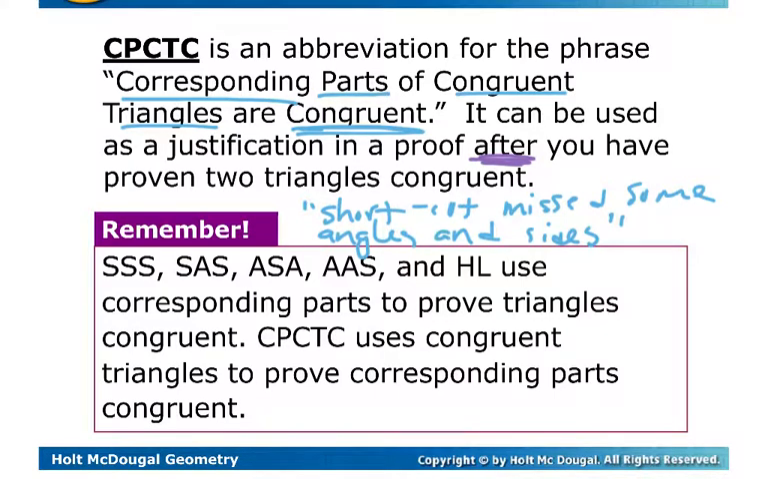So the problem is that people will start to say that two triangles are congruent by CPCTC, but this is actually after. So watch out for that. Remember that side-side-side, side-angle-side, all of these guys here use corresponding parts to prove triangles congruent, and so after you use one of these shortcuts, you can then use CPCTC to say that this third or last side or whatever is congruent.